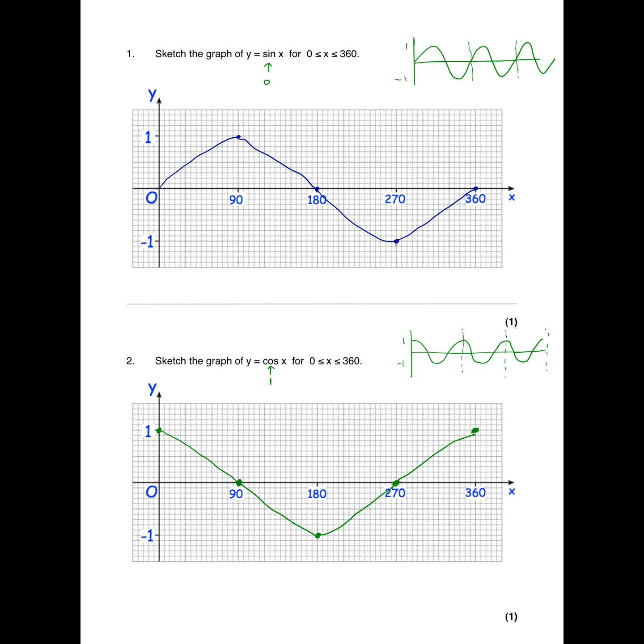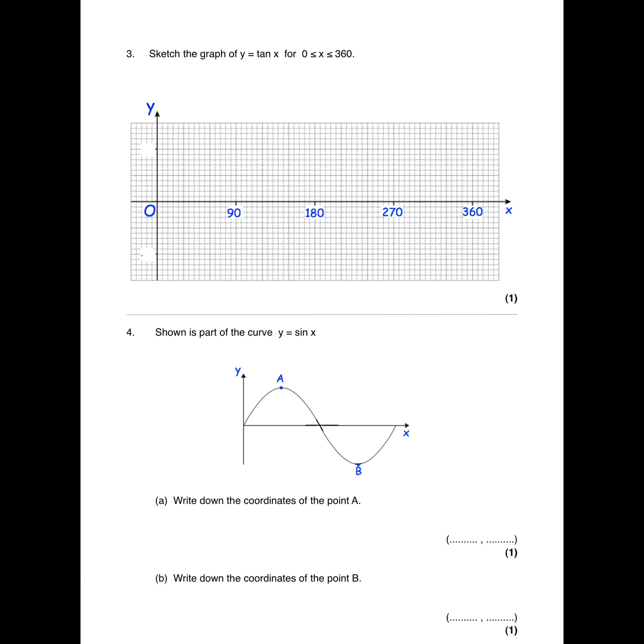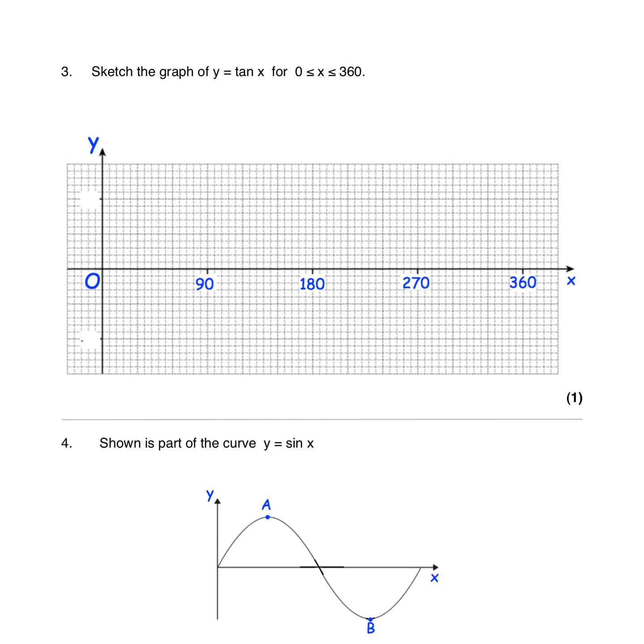The third trig graph that you need to be able to draw here in question 3 is the tan graph. And the tan graph has slightly different special features. This is not a wave graph. This graph actually has special lines called asymptotes, which are boundary lines that can't be passed.